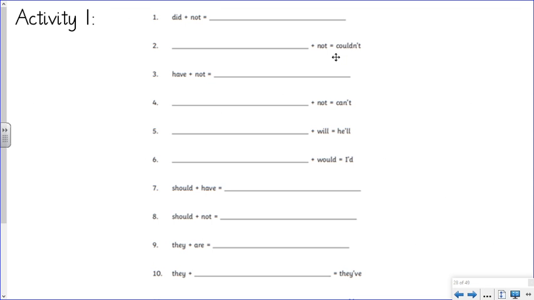So I'd like you to complete the first activity in your home learning pack now. You've got some missing words to fill in. So the first one, did and not, what would that become here? The second one, you've got one of the first word missing. So something and not makes couldn't. So fill those in and then come back and we'll go through them.